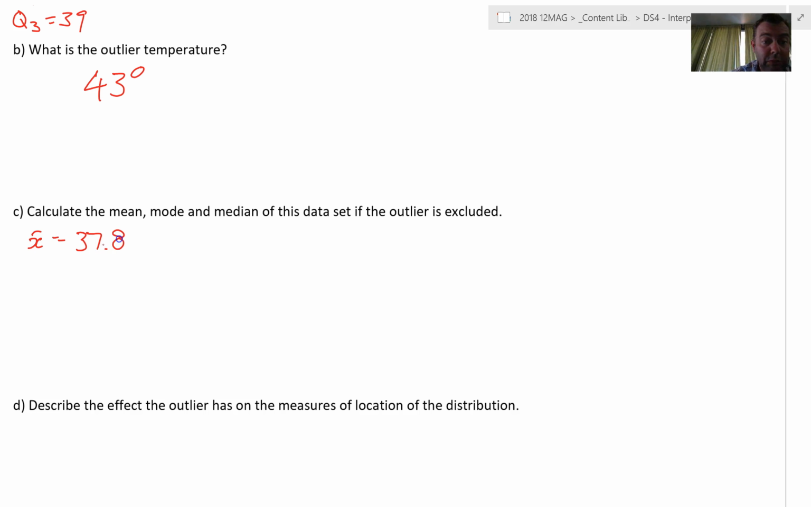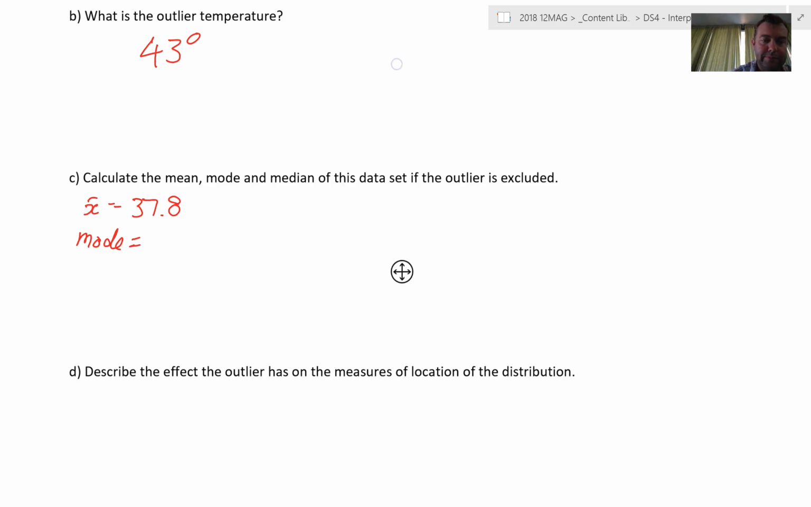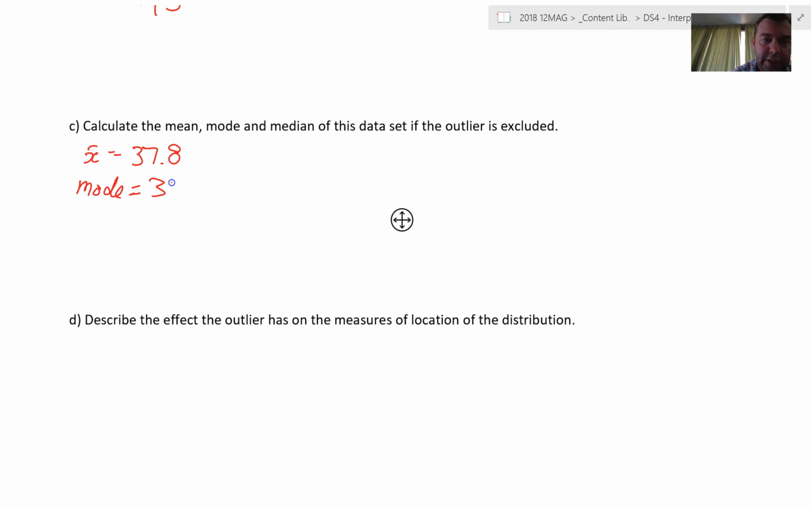It changes significantly, a lot more than other things. The mode is not affected by an outlier. So the mode remains, what was it? The mode is 39. It hasn't changed.